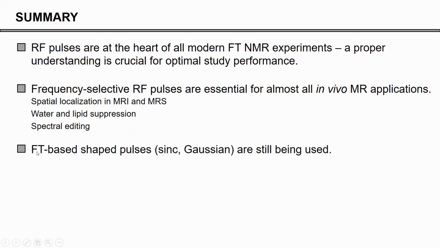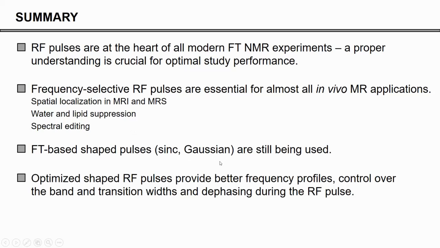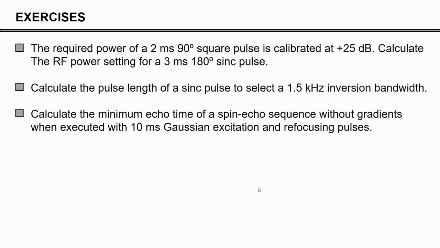You can use the Fourier transformation to design these pulses, and sync and Gaussian are still being used. They're simple pulses, but they still work surprisingly well. But if you want to get better frequency profiles, you need dedicated algorithms in which you can define the bandwidth and the transition width of these RF pulses. And the optimal control theory or the Shinnar-Le Roux algorithms are really well designed to deal with this. Here are a few of these calculations that I think you should be familiar with, even though the system will do most of these calculations for you.